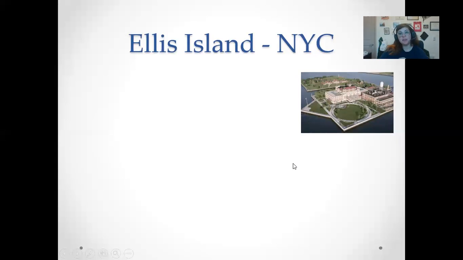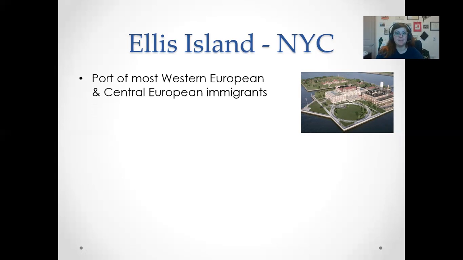Okay, so there were two major ports for immigration, one on each coast. Probably the most famous one is Ellis Island, which was in the harbor of New York City. And this was the port of entry for most Western European and Central European immigrants. It was open for about 20 years, and over those 20 years, 12 million people passed through Ellis Island.